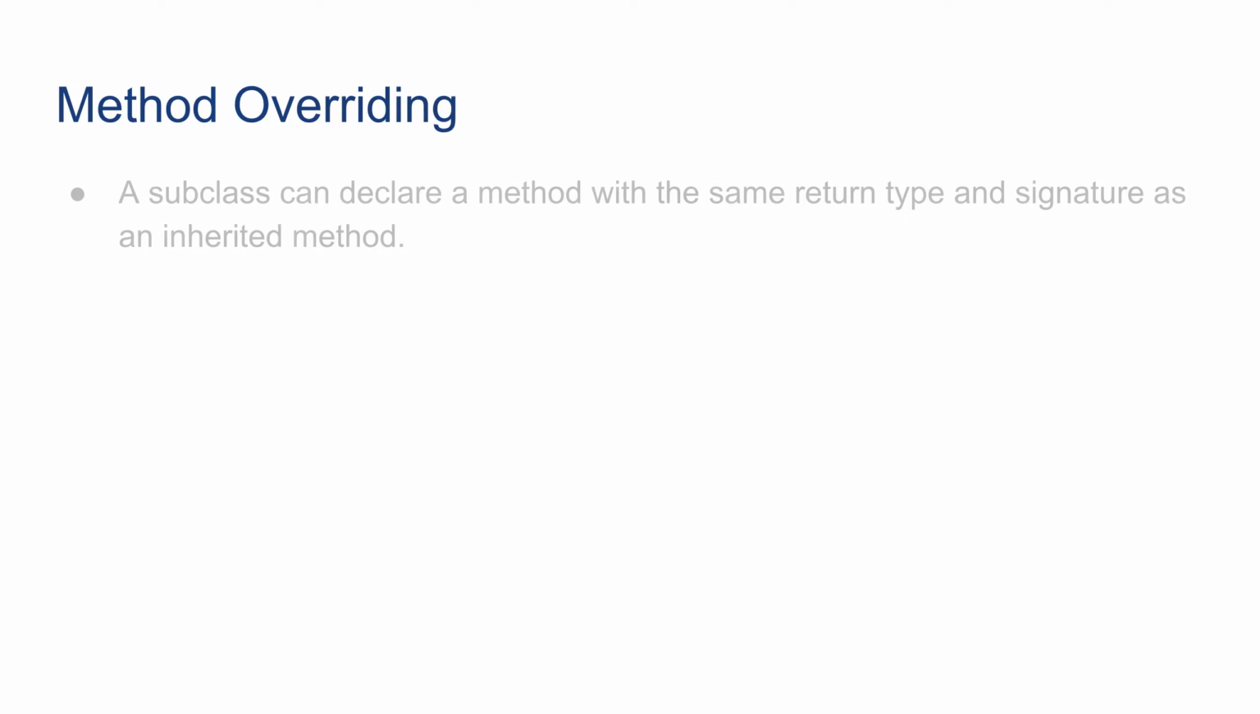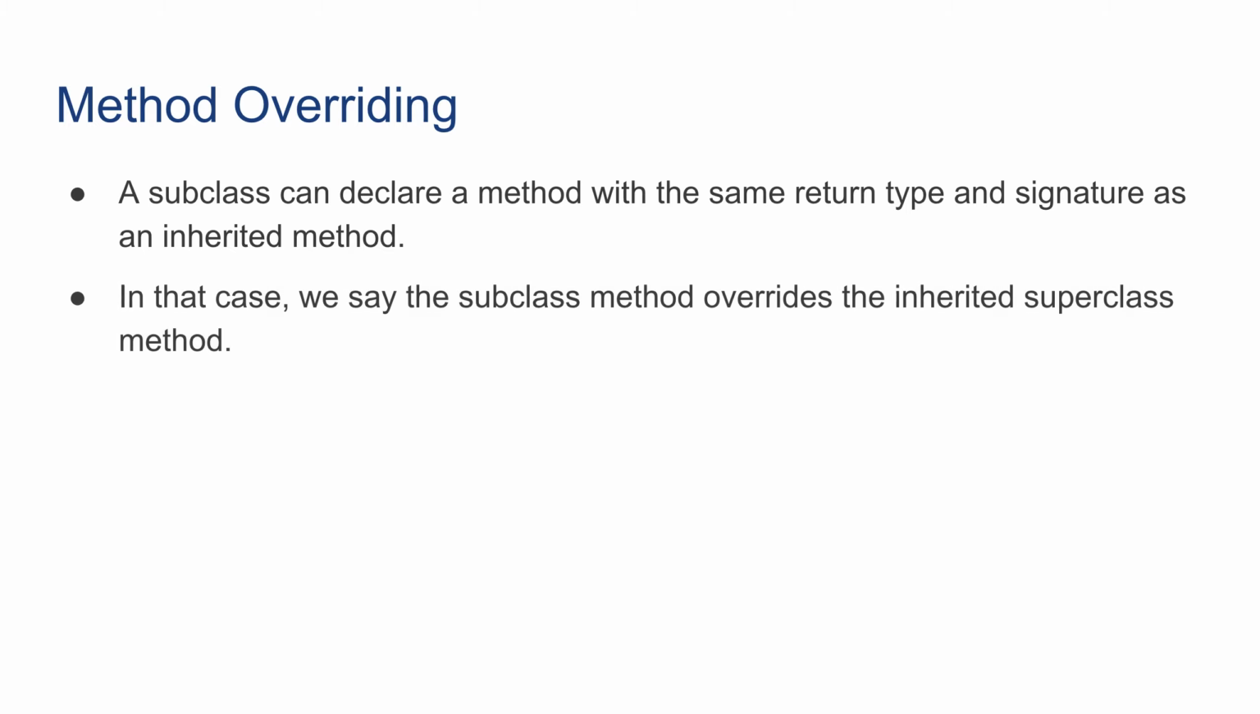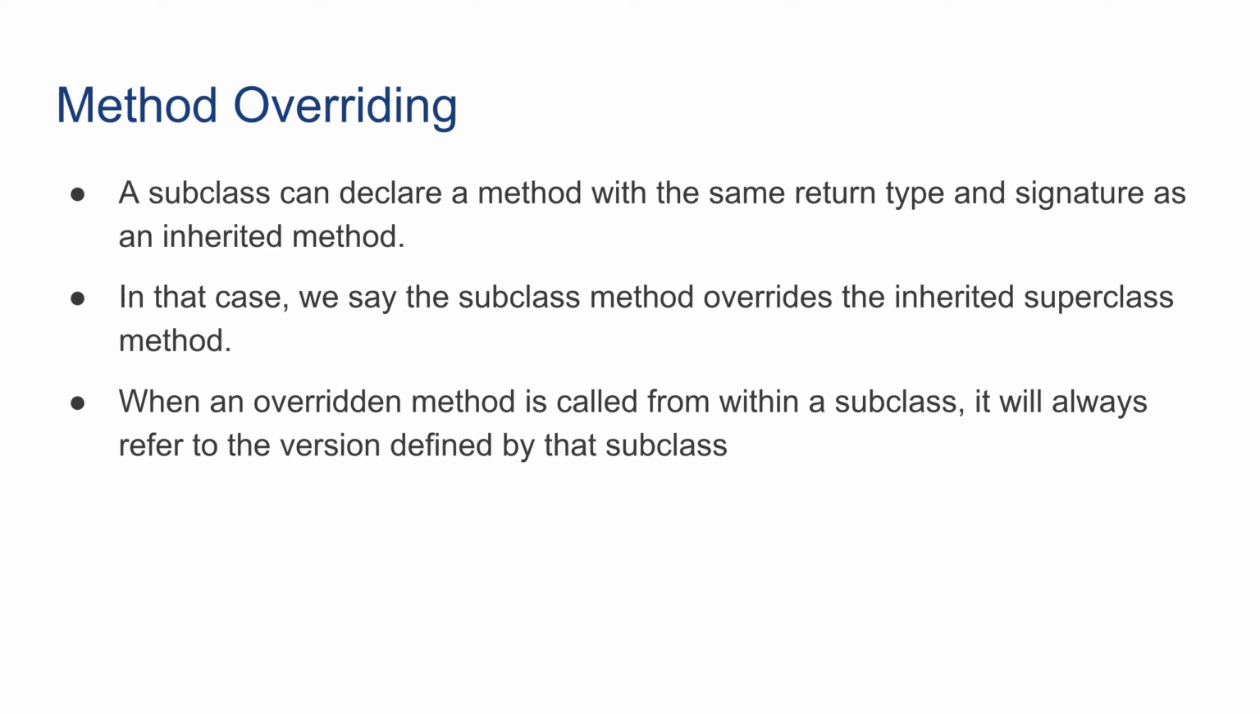Let's talk about another important concept, that is method overriding. A subclass can declare a method with the same return type and same signature as an inherited method. In that case, we say the subclass method overrides the inherited superclass method. When an overridden method is called from within a subclass, it will always refer to the version defined by that subclass. So the superclass version is hidden.